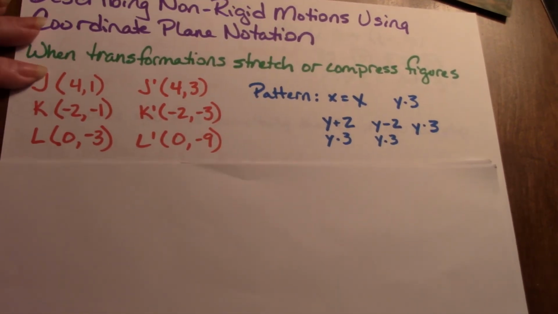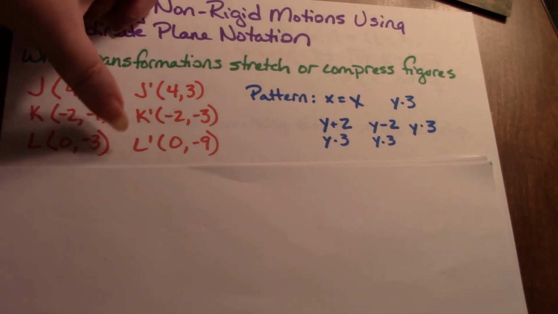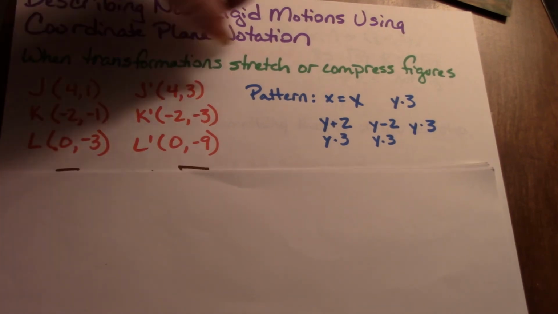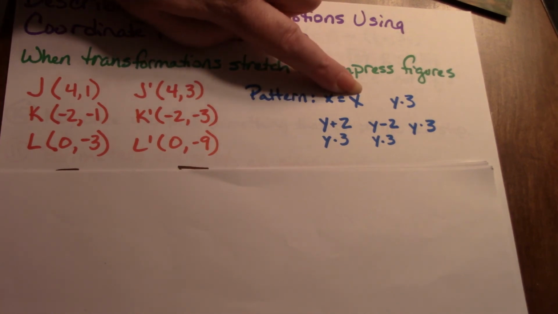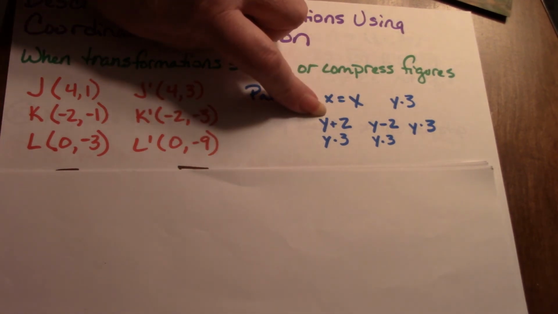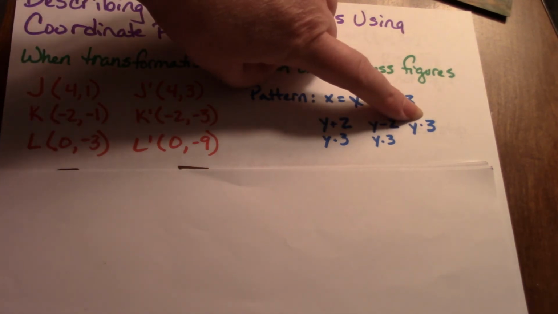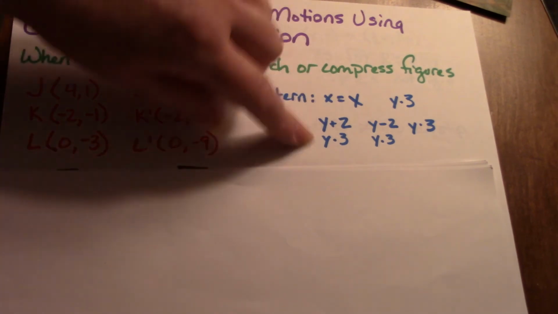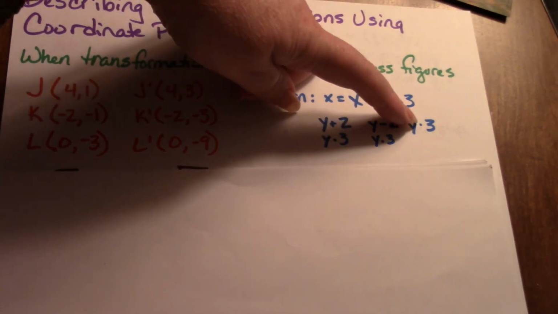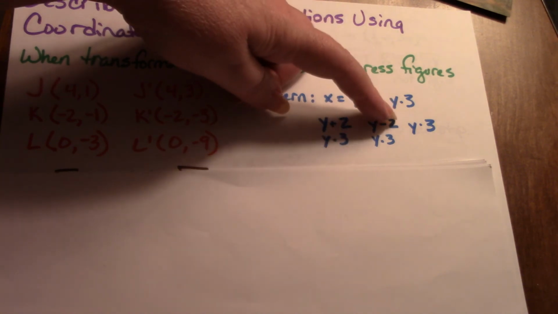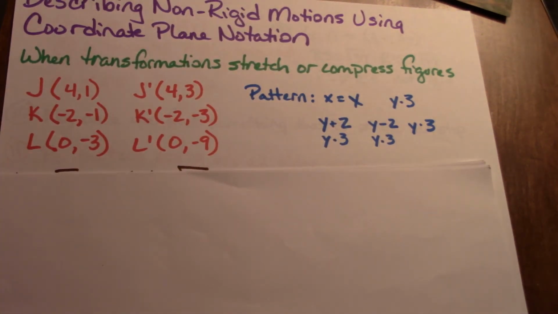So here, if we start with JKL and we end up with J prime K prime L prime, our pattern, well, x is always x, but y, the first one is y plus 2, and the second one is y minus 2, and the next one is y times 3, but they end up, actually, if you look at them, they're all y times 3. If adding and subtracting doesn't work for you, try multiplication, because this one is y times 3.